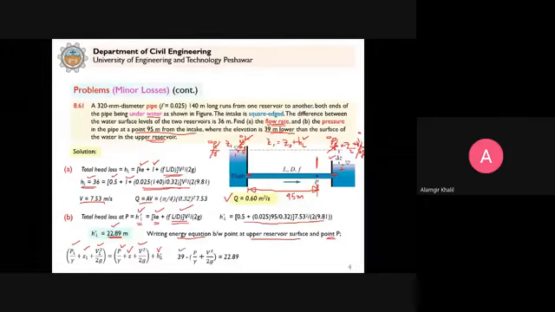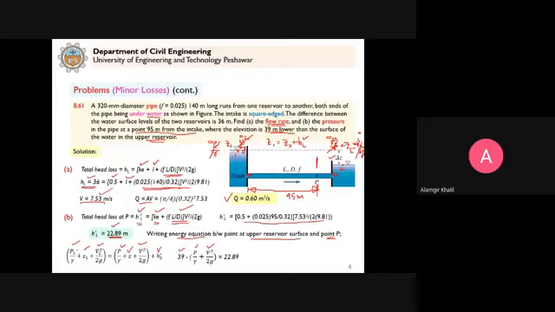which is 39 meter, because it is given that the elevation is 39 meter lower than the surface of the water. So this P by gamma is the pressure head at this point P, and V square by 2G is the velocity head at point P. That we can calculate, because we already calculated the velocity. This is the velocity here.